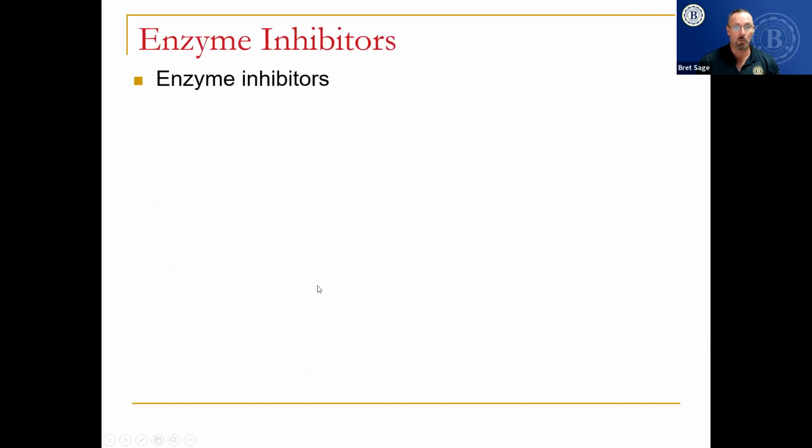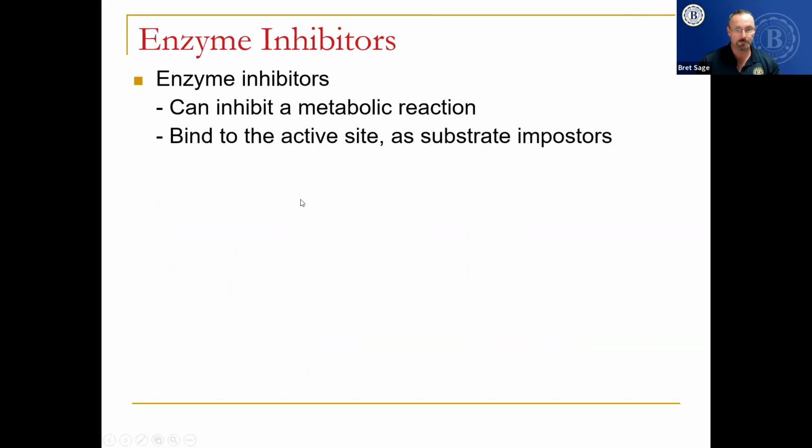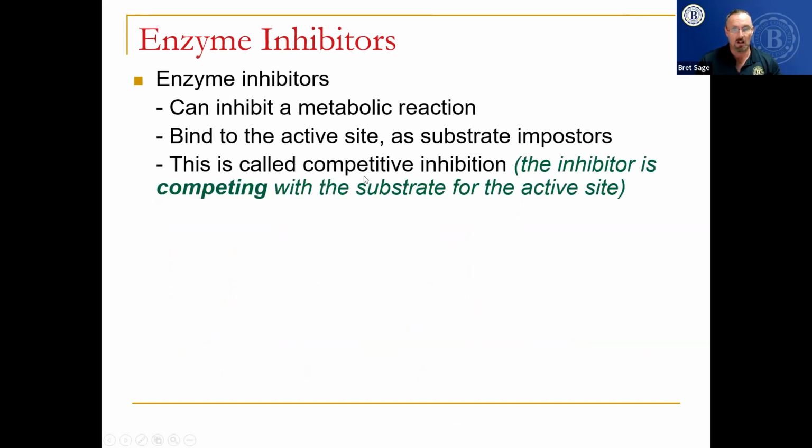Okay, enzyme inhibitors. What does an inhibitor do? Well, to inhibit someone or to inhibit yourself means to stop doing something. What it means is they can slow down or stop a metabolic reaction, and this can be good or bad. Some can bind to the active site, the place where the substrate would go, and act as substrate imposters, thereby blocking the enzyme from working. This is called competitive inhibition because this molecule, which is not the substrate, is competing with the substrate to get into the spot where it fits. So it's called competitive inhibition because they're both competing with each other to find that active site.